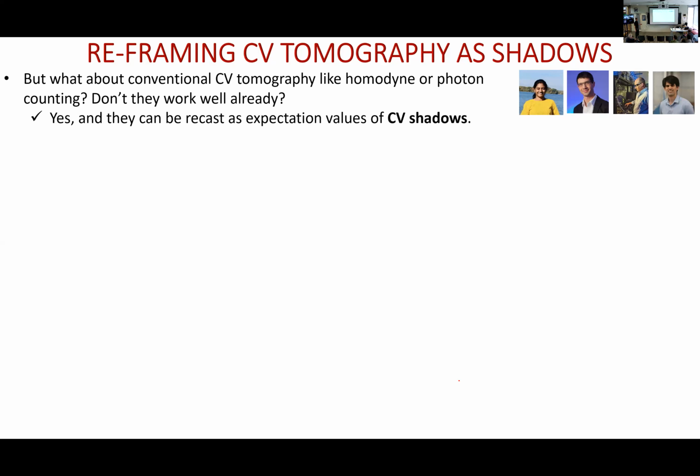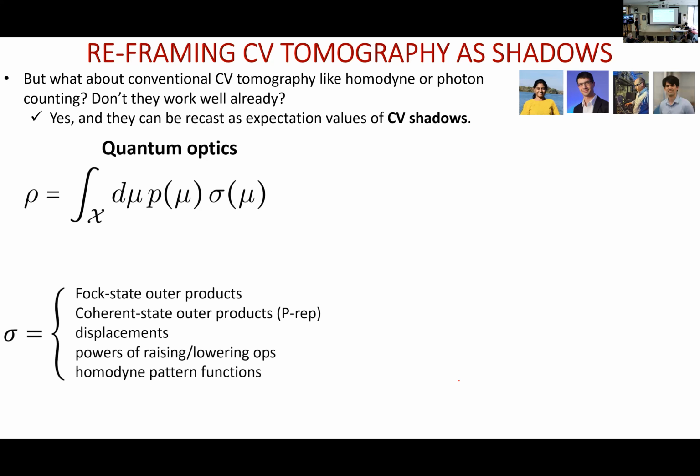Do these work well? Do these conventional protocols work as well as the shadows do? These are not based on designs anymore. These are based on some other complicated things from quantum optics. But can we reframe them as shadows, and can we use the type of mean and variance calculations that we did for shadows to prove similar properties about these other protocols? Turns out that in many cases, yes.